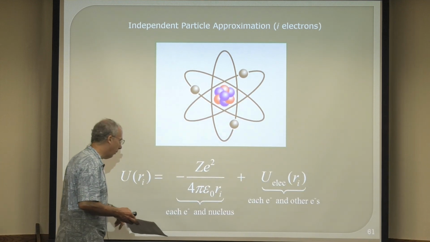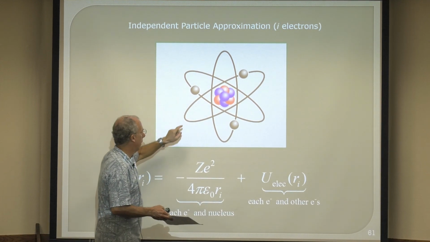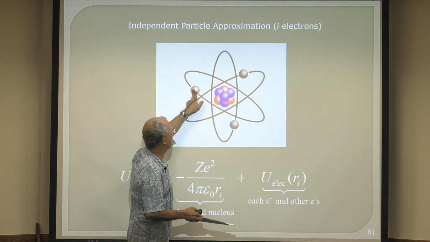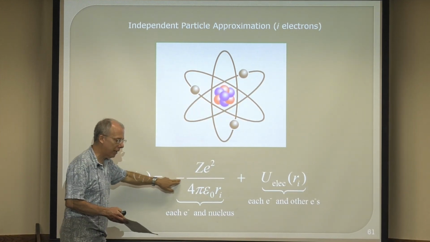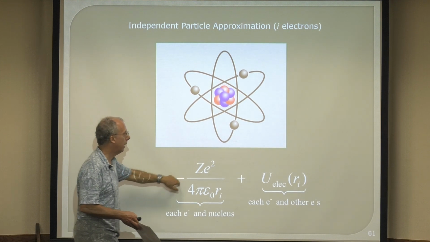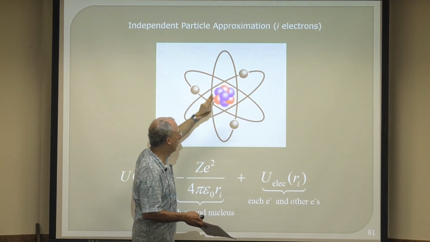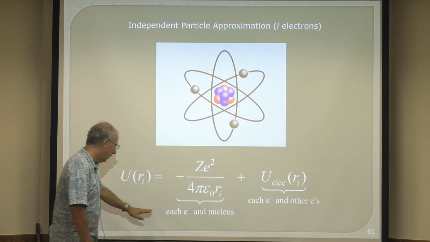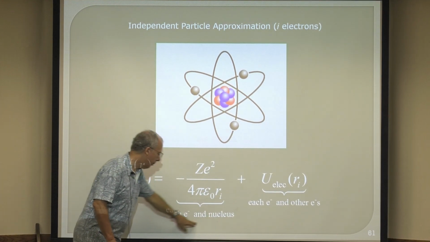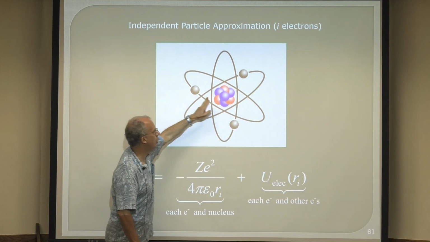Okay, now you got to be careful. The electron is attracted to the nucleus, so that gets a minus sign. We always give minus signs to attractive. We've talked about that before. The electron is repelled by the other electron, so it gets a plus. Okay? So here's the potential energy between the electron and the nucleus.